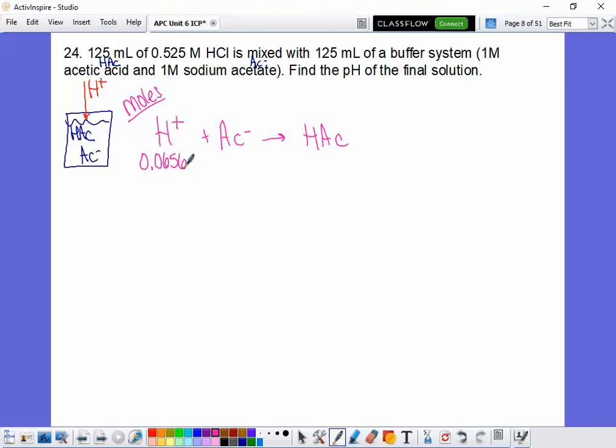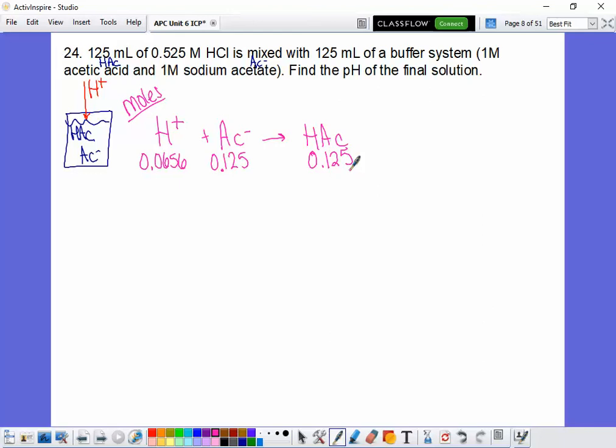And how many moles of my acetate ion do I have to begin with? 0.125, because I have 125 milliliters of a 1 molar solution. So 0.125 times 1 is 0.125. What about the HAC? 0.125 as well, because I have 1 molar of that, and we had 125 milliliters of my entire buffer.